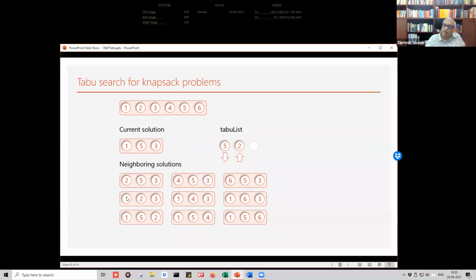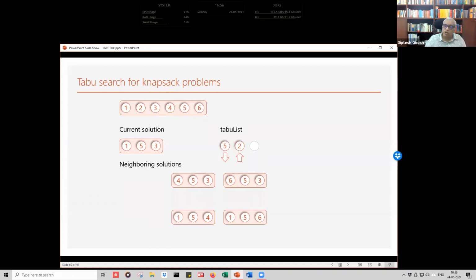So I can't, this solution is not admissible. Here, 4 is coming in, but 5 is going out, and I've marked 5 going out as taboo. Right? So therefore, this solution is also not possible. So therefore, if I do not allow solutions in which 2 has to be brought in, these 3 solutions go away. If I don't allow 5 to be thrown out, these 2 solutions go away.